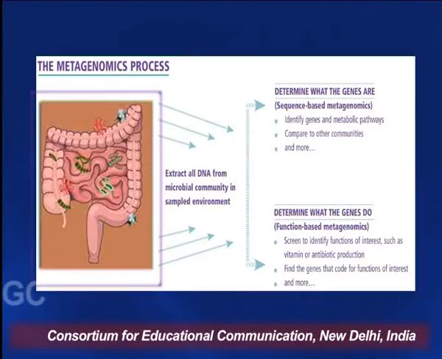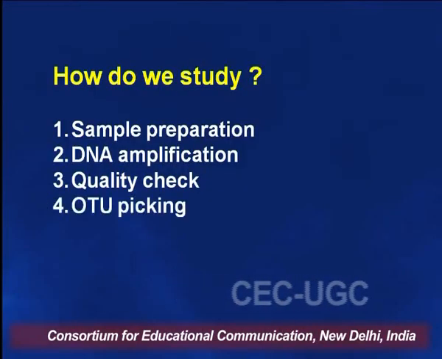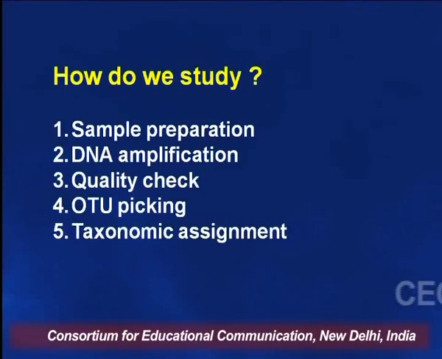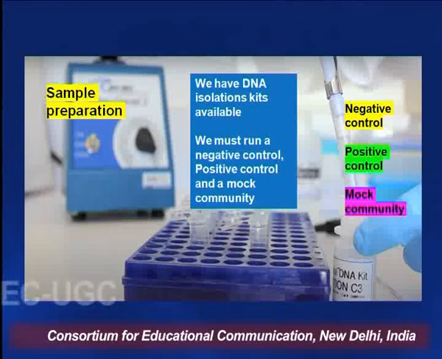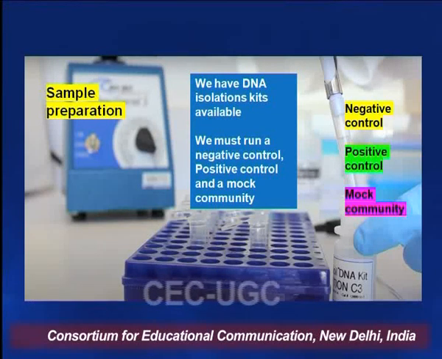So again, summarizing, in the metagenomic process in the study of the gut, we'll isolate all DNA from the gut and then determine what genes are there, try to give them a name, and try to know what function these genes are performing there. How do we study that? We have a few steps, and I think I can take them one by one: sample preparation, DNA amplification, quality check, OTU picking and taxonomic assignment. I was a bit quicker, but still I am taking all these steps one by one now.